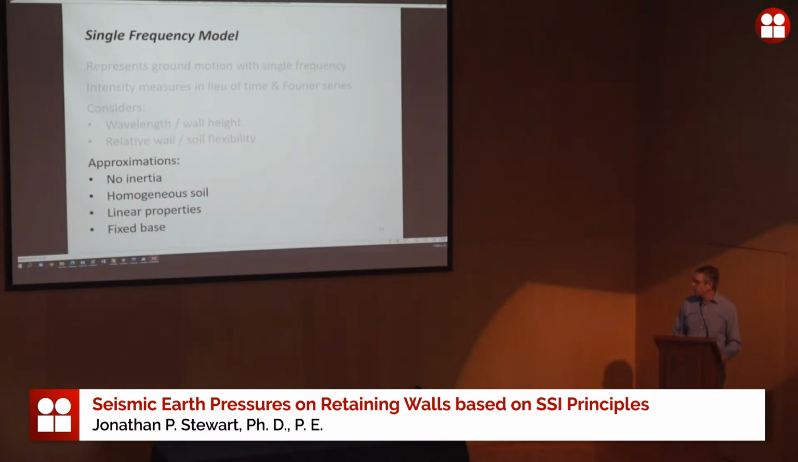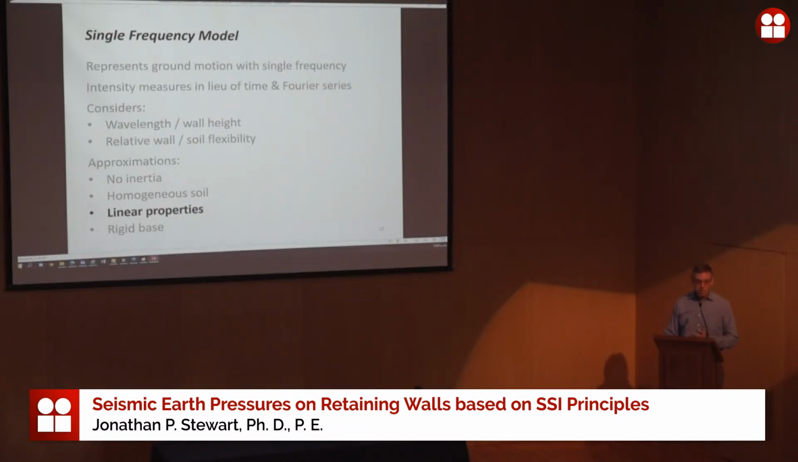So the approximations, we neglect inertia. We do use a homogeneous soil. We use linear properties for the retained soil, and we use a fixed base. Of these approximations, the one that probably should stand out to you if you're a geotechnical earthquake engineer and you've studied nonlinear behavior is, why in the world would these guys have a linear model? Okay, in general, it's pretty broadly accepted in every seismically active area around the world that soil is nonlinear. This is not a debated point in geotechnical earthquake engineering. It's a point that I am very well aware of.